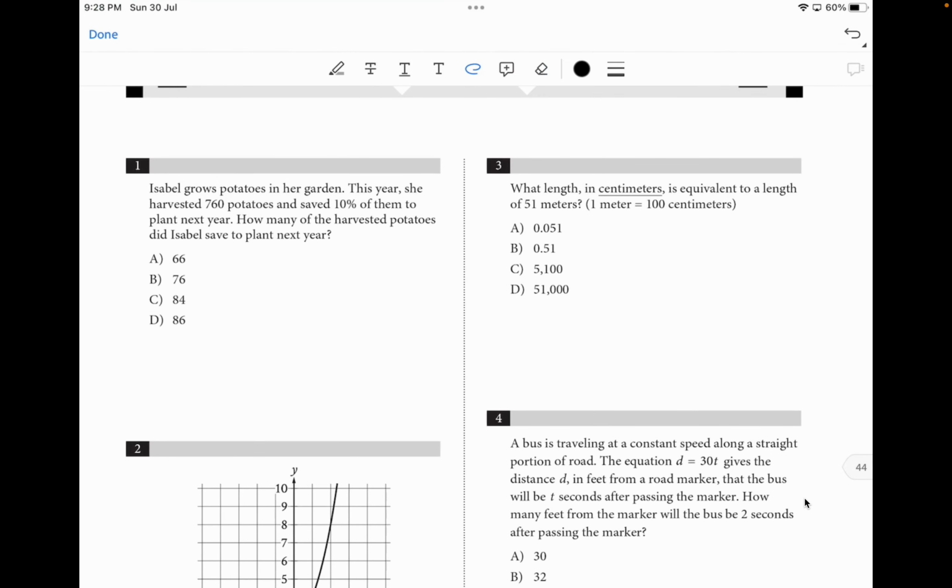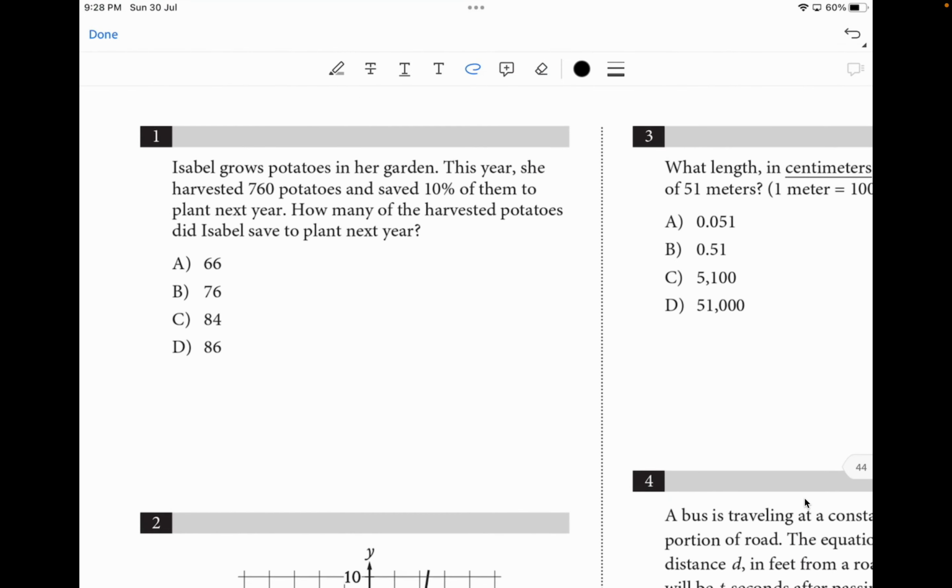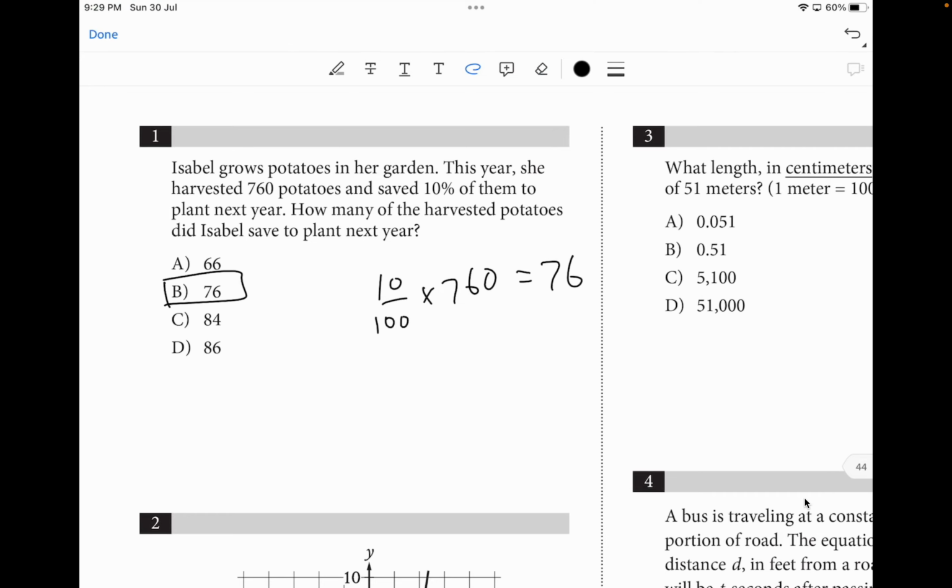Question number 1. Isabel grows potatoes in her garden. This year she had harvested about 760 potatoes and saved 10% of them to plant next year. How many of the harvested potatoes did Isabel save to plant next year? Since she saved about 10% of the potatoes she harvested, you can do 10% of 760. That's the first thing that you guys can do. I'm just going to be using the calculator here, and you guys can use your calculators to check the answer. It's going to become 76. So 76, choice B, is going to be your answer for question number 1.